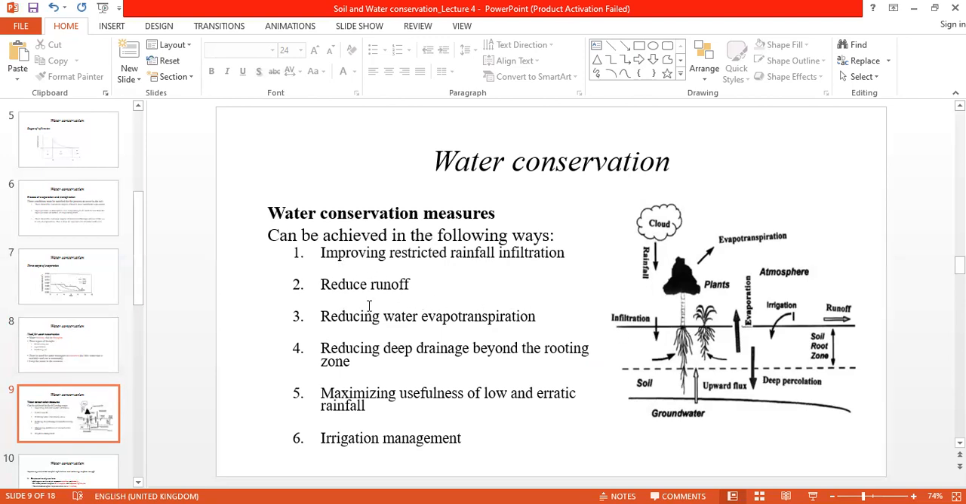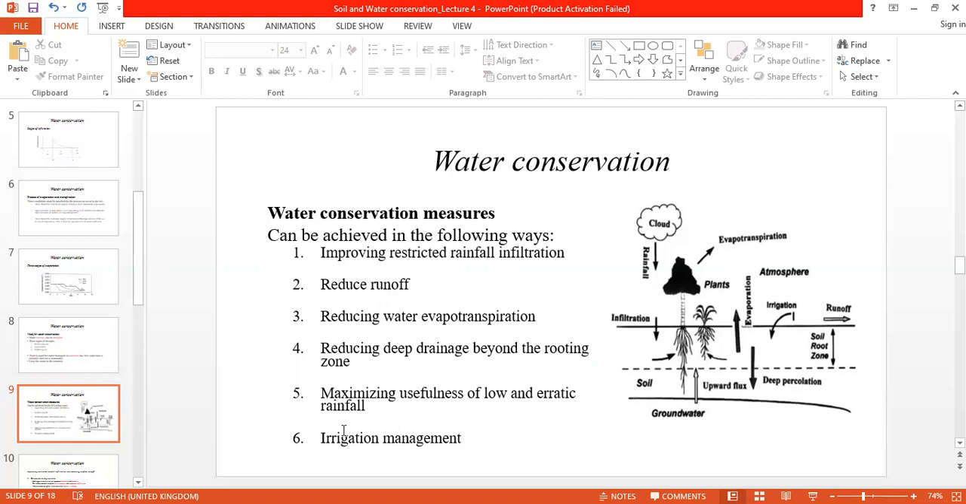Then, of course, we need to reduce runoff, because if we have runoff, it means less water will be entering the soil. So we have to make sure that we reduce this runoff. Then, when the water enters the soil, we need to make sure that it doesn't go by evaporation. It means that we have to do something on the surface of the soil so that this water does not leave. But also, as it enters here, make sure we keep it here, it does not go deep. So we have to reduce deep drainage beyond the root zone.